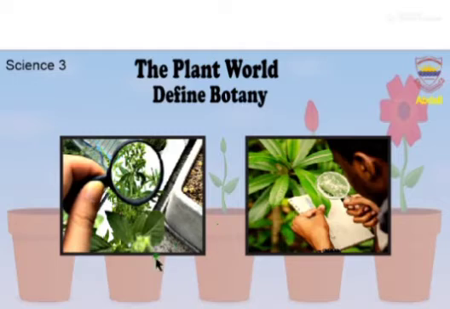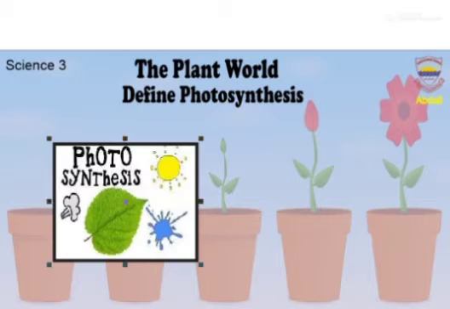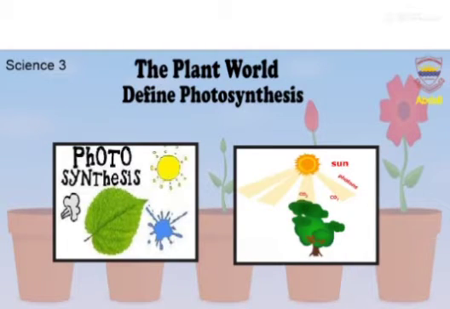Let's study how they perform photosynthesis. Do you know anything about photosynthesis? Photosynthesis is the process in which plants make their own food. What is photosynthesis? Plants make their own food. This process is called photosynthesis.